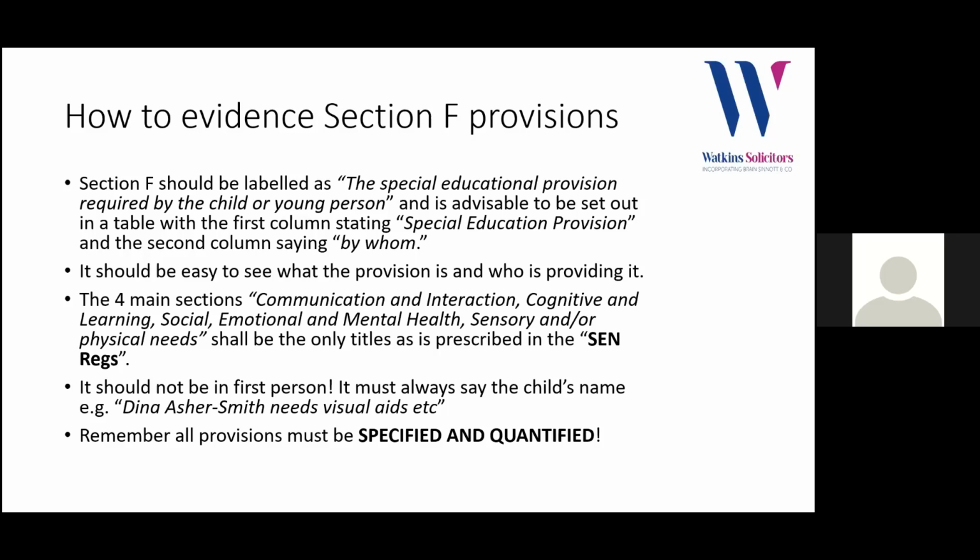If your child or young person has a need in social, emotional and mental health, then you need to have a provision in F. Often with social, emotional and mental health, the provision seems to be missed out. Sometimes local authorities identify the need, but they don't then make the provision. So sensory and or physical needs, if your child has a need identified in section B, you need a provision in F. As I said at the beginning, the provision in F needs to mirror.